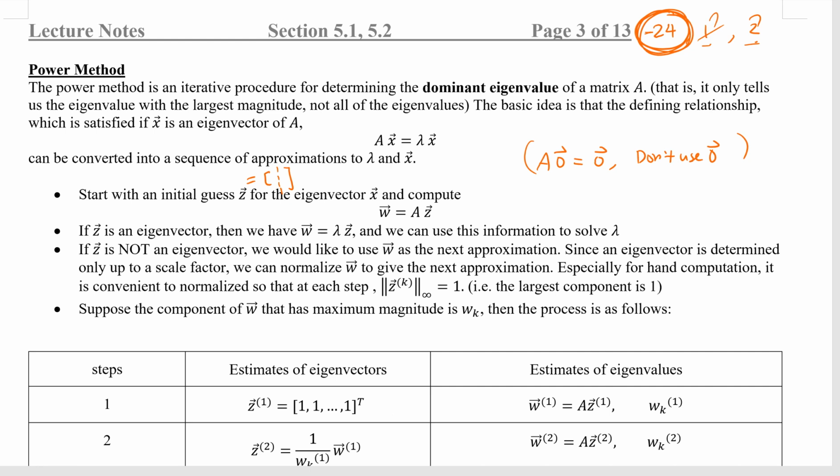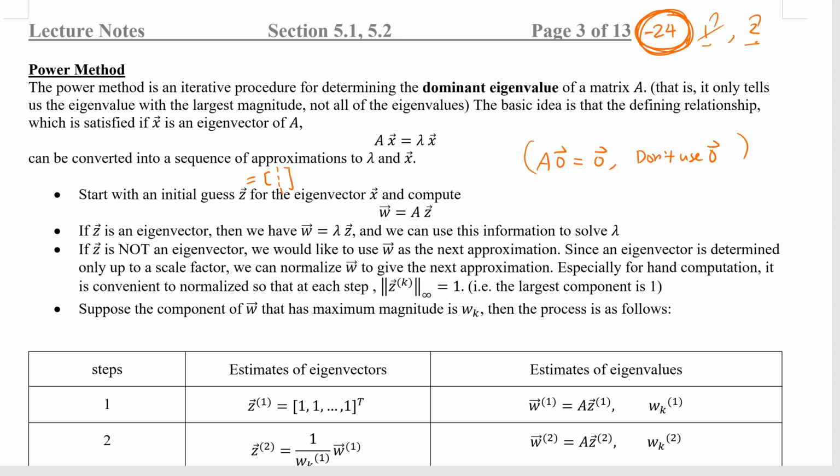If z is an eigenvector, then we have w equals lambda z, and we can use this to solve for lambda. Because they're scalar multiples of each other, we can pick one component of w and divide it by the corresponding component in z to find the factor lambda. If z is not an eigenvector, we use w as our next approximation. Since an eigenvector is determined only up to a scalar factor, we can normalize w to give the next approximation. Especially for hand computation, it is convenient to normalize so that at each step the norm of our estimated eigenvector equals 1. Here we use the L infinity norm.